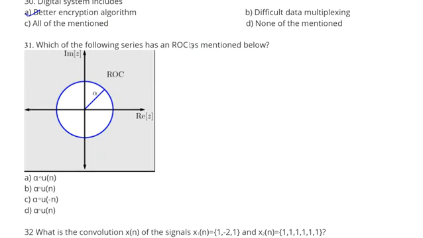Next one. Which of the following series has ROC as mentioned below? So it is alpha to the power n into u of n here.